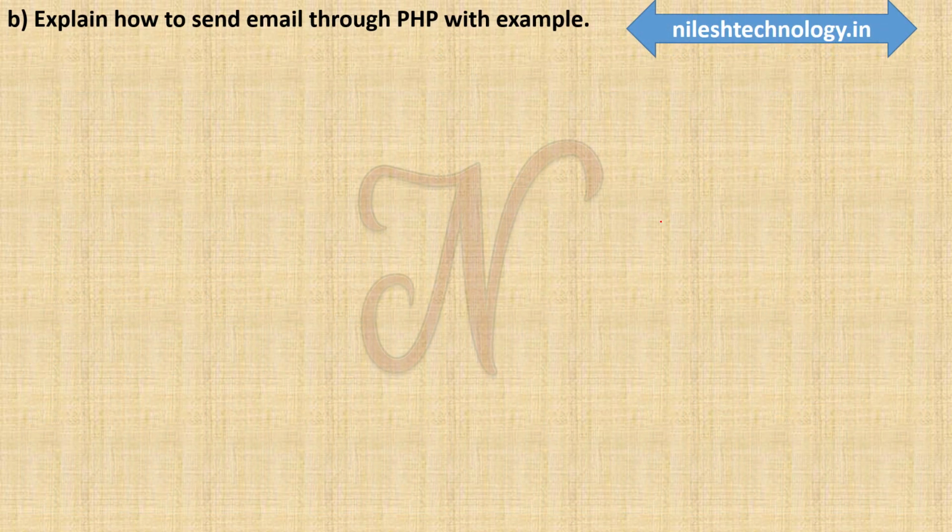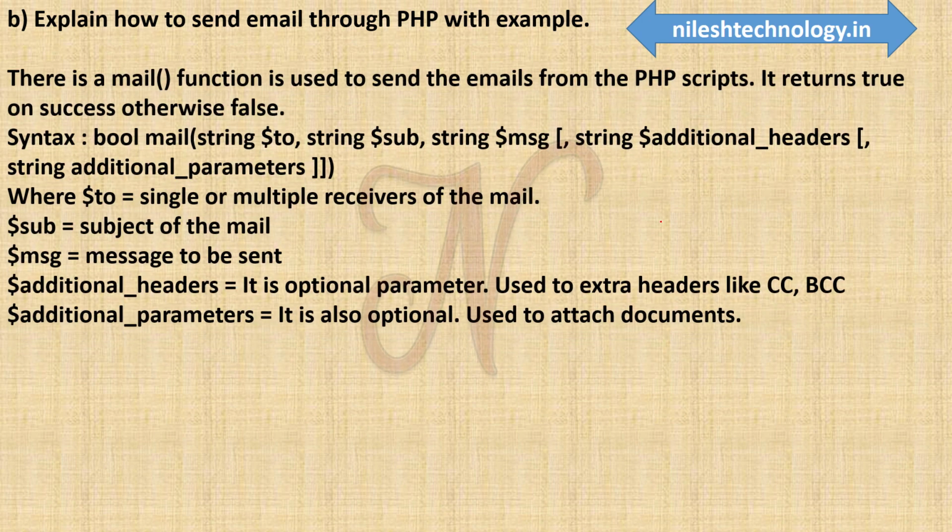Explain how to send email through PHP with an example. First we see what the mail function is. The mail function is used to send emails from a PHP script. It returns true on success, otherwise false. This is the syntax. The return type is boolean, true or false. Mail takes to, subject and message. These three are compulsory parameters and two are optional parameters, additional headers and additional parameters.